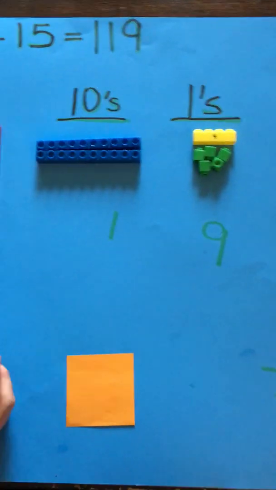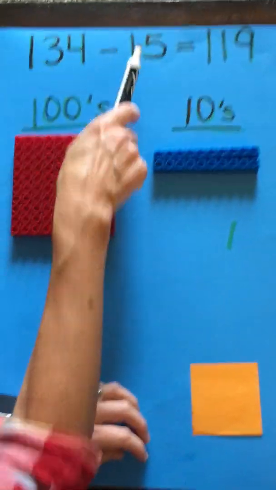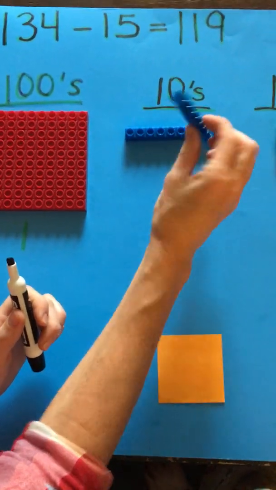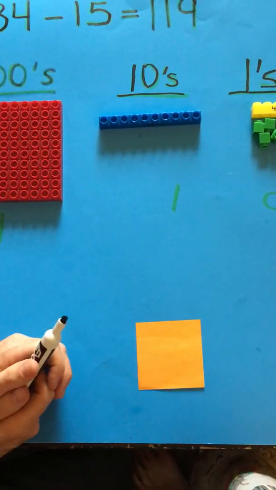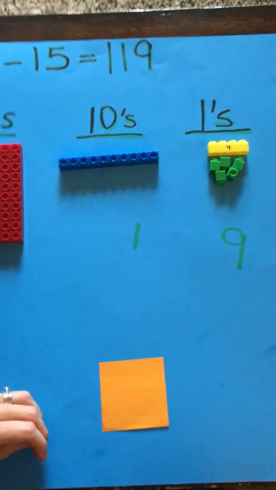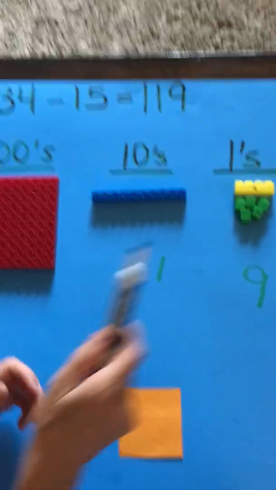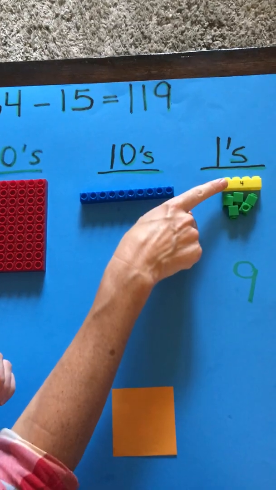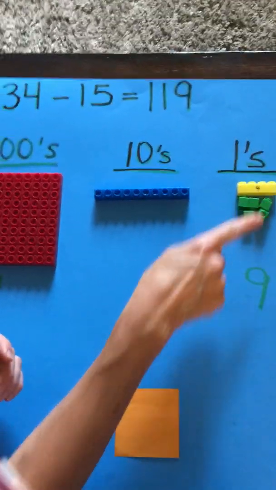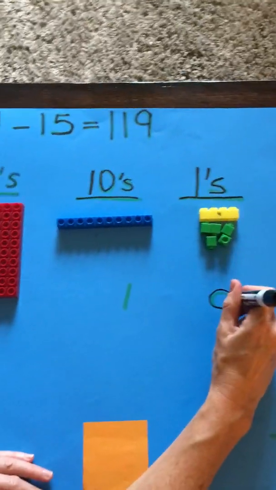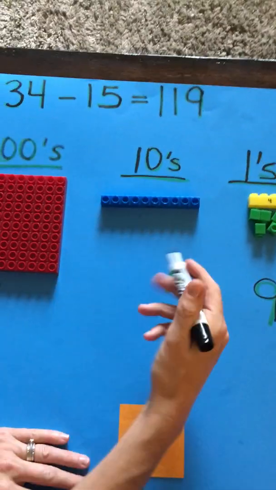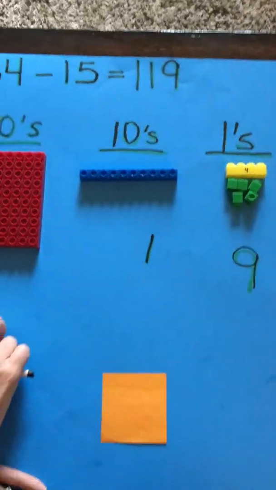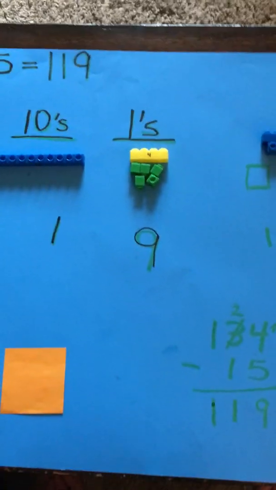The next thing I'm going to ask a student to do is to take 1 ten from the tens column. This should be a little bit more simple for a student, just to take 1 ten away. There are no hundreds for the student to take away, so then I'd go ahead and solve my equation. How many ones do I have? 4, 5, 6, 7, 8, 9. So I've got my 9. I have 1 ten, and I have 1 hundred, making 119.